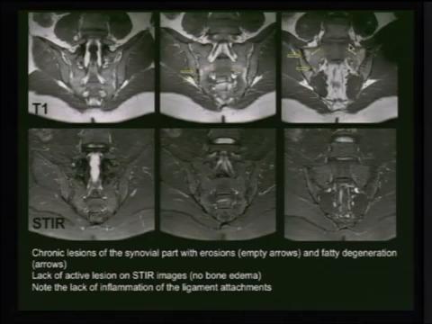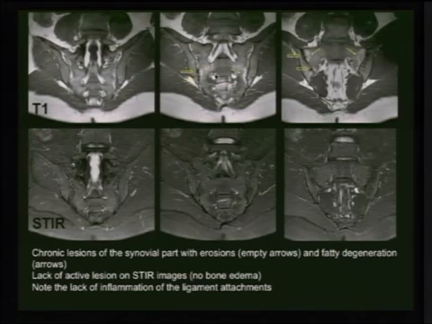The superior row is T1 weighted coronal oblique. The inferior row is coronal oblique STIR images. If you see these, the empty arrows, these are low signal intensity in the iliac aspect of the SI joint on the right side. This one is bright signal intensity on T1 weighted in both sides at the sacral aspect.